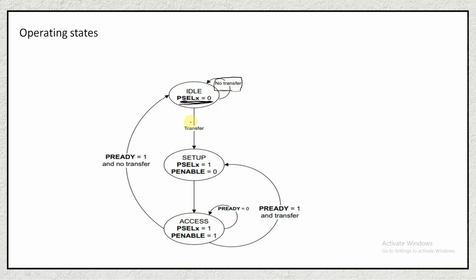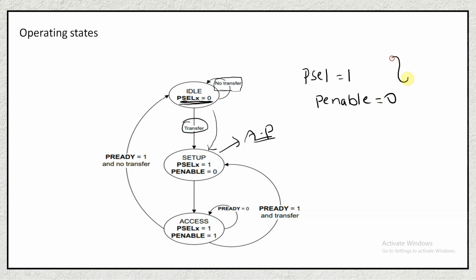If there is no transfer, we are going to stay in the same state. But if your transfer is equal to 1, then your master is going from the idle state to a state which is known as the setup phase. You can also call this setup phase an address phase. In the setup phase, your master is going to assert your PSELECT signal to 1 and PENABLE is equal to 0. Whenever your PENABLE is equal to 0 and PSELECT is equal to 1, it is an address phase, also called a setup phase.